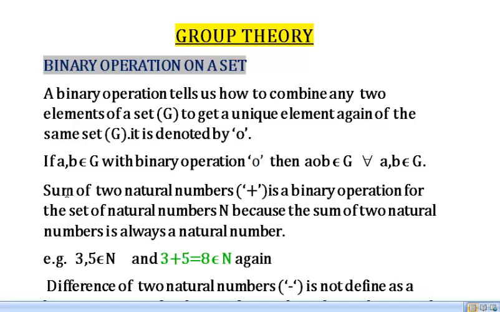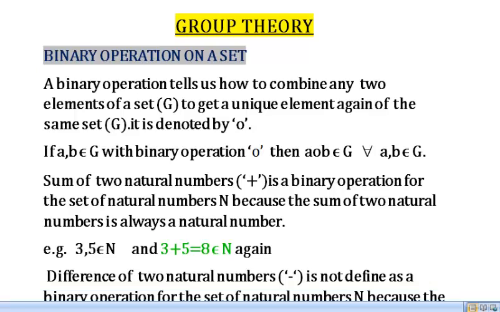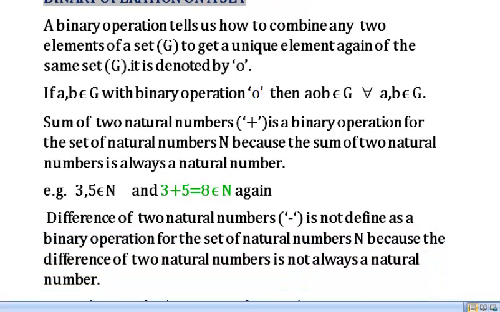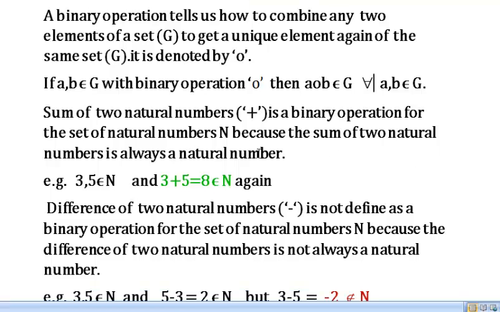Now we see here sum of two natural numbers. Natural numbers means counting numbers 1, 2, 3 and so on. Sum of two natural numbers is a binary operation for the set of natural numbers because the sum of two natural numbers is always a natural number. Since the sum of two natural numbers is always a natural number, therefore it is a binary operation for the set of natural numbers. Example given, 3 and 5 are two natural numbers and 3 plus 5 is equal to 8, which is also a natural number.